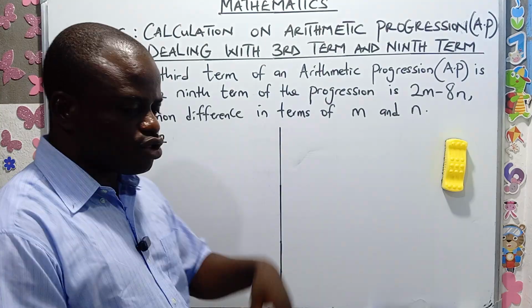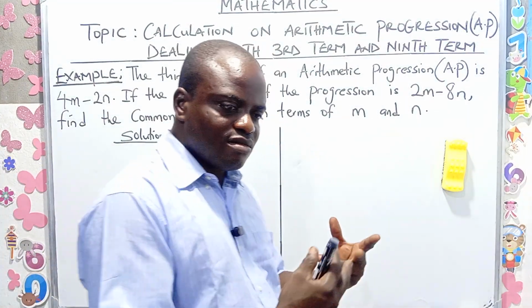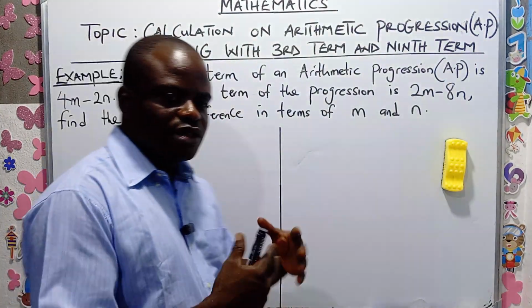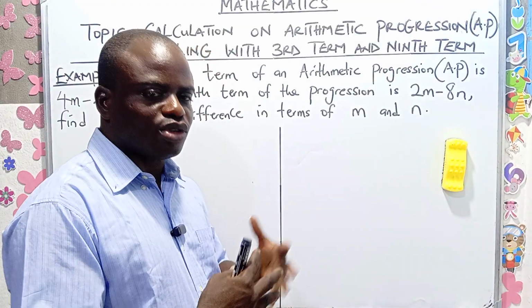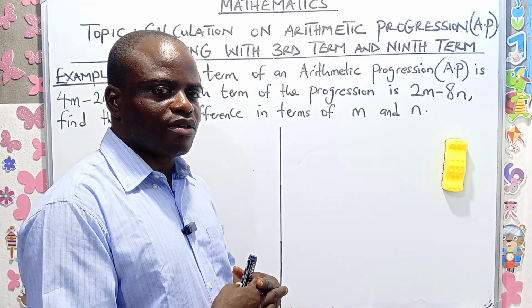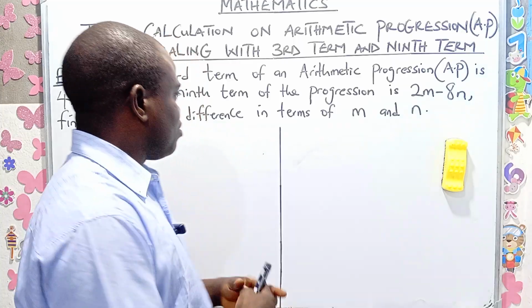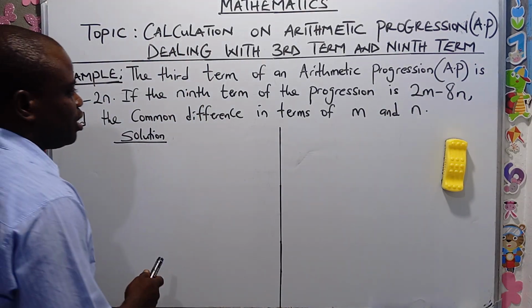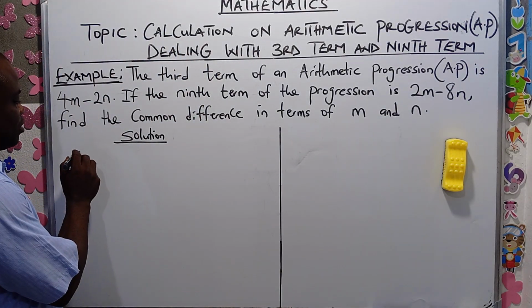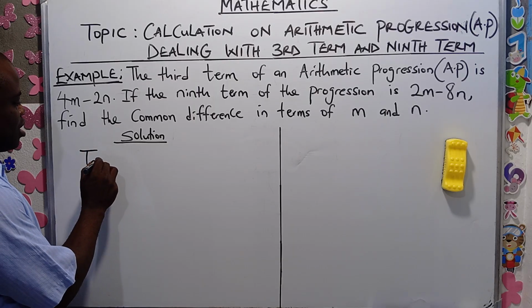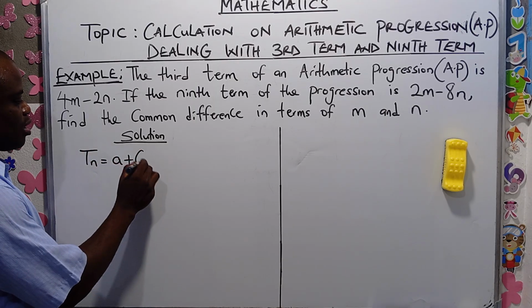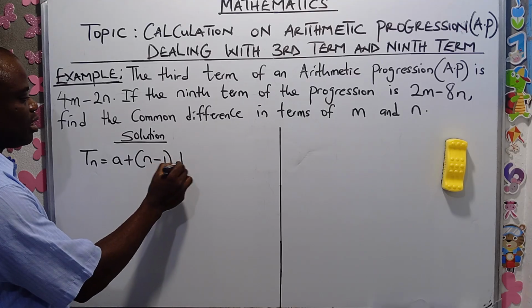Any statement that deals with sum means that we're going to make use of the sum formula likewise. Okay? But now we're concentrating on the nth term, which is t subscript n equals a plus open bracket n minus 1 close the bracket d.